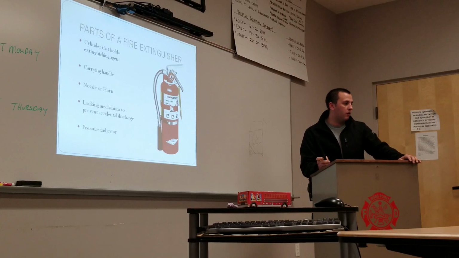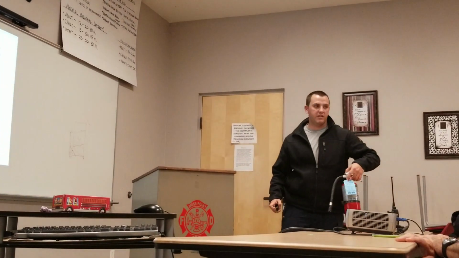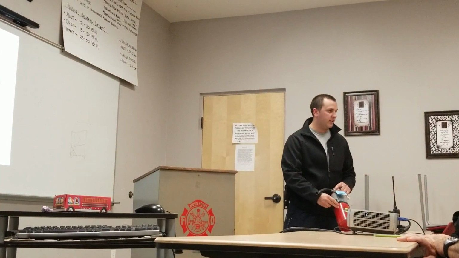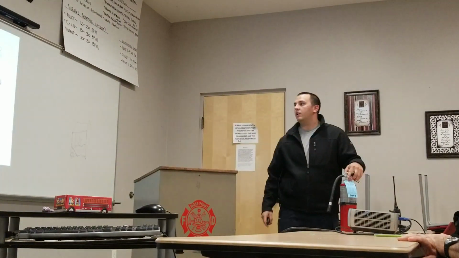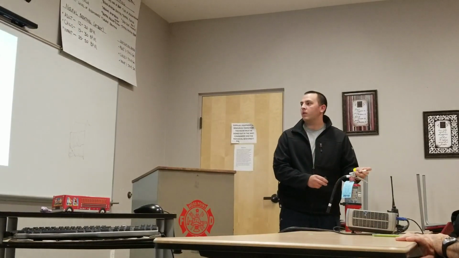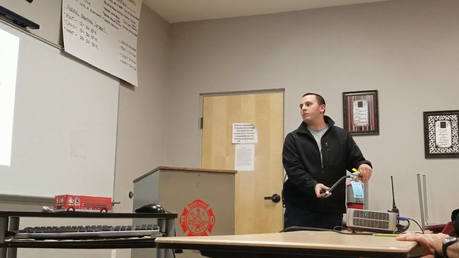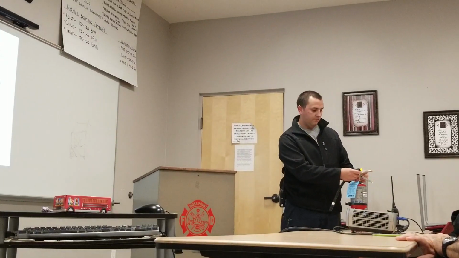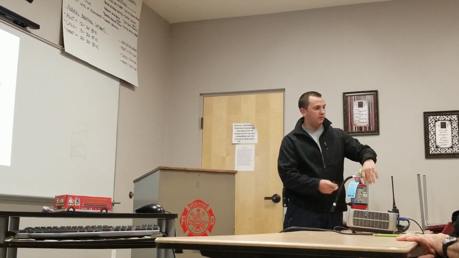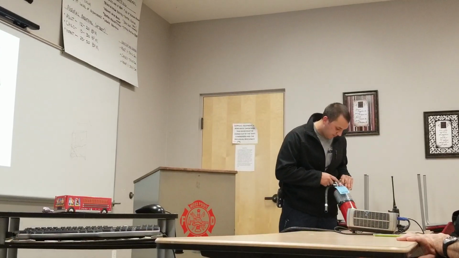Alright, we're going to go over the parts of a fire extinguisher really quick. First we have the cylinder that holds the extinguishing agent. Next we have our carrying handle. We have our nozzle, or our horn. Our locking mechanism, which is the pin that keeps it from accidental discharge. And we also have our pressure indicator.